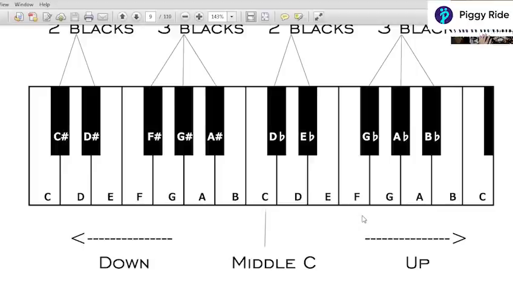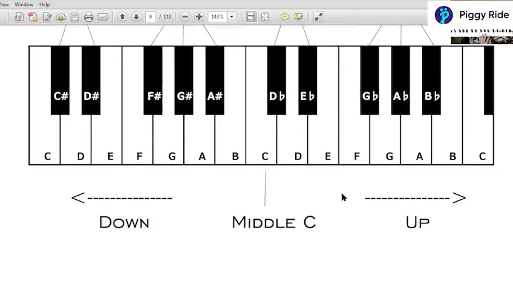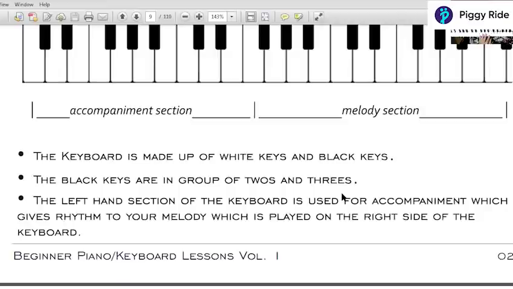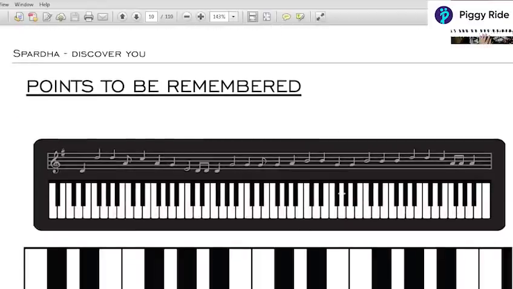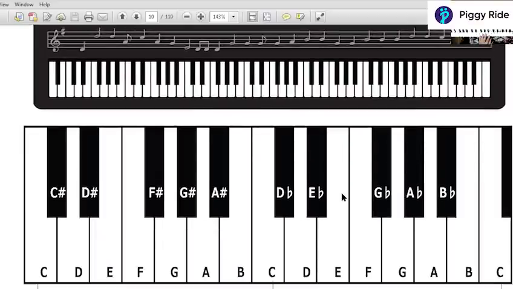So let's move on to the next thing. What is the next thing to learn? There are some images of keyboards. This is the 88-key keyboard. You can see it has many octaves: octave 1, 2, 3, 4, 5, 6, on the 88-key size keyboard.